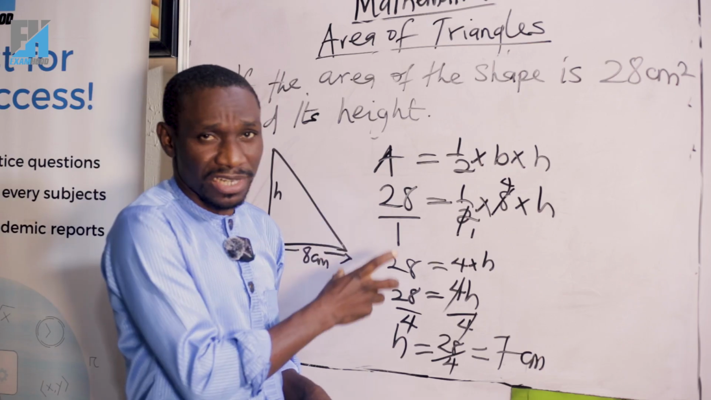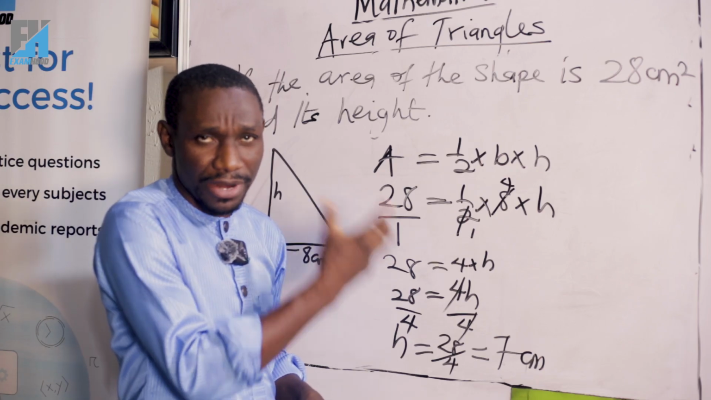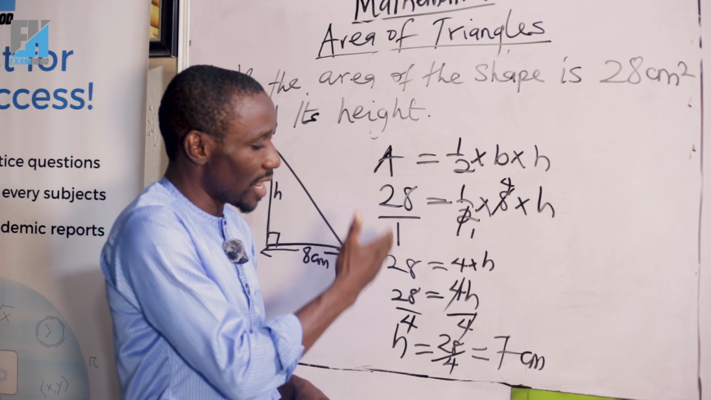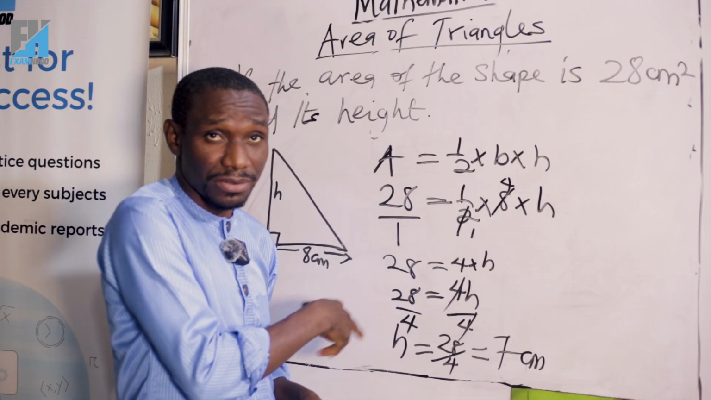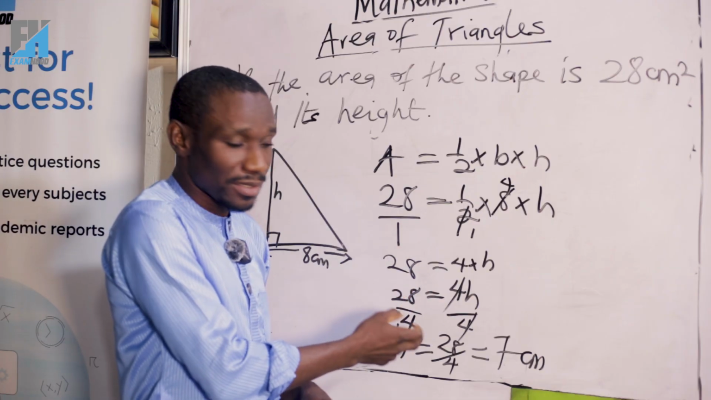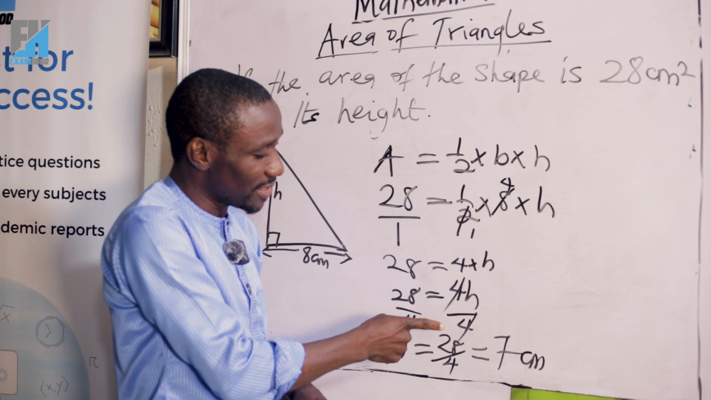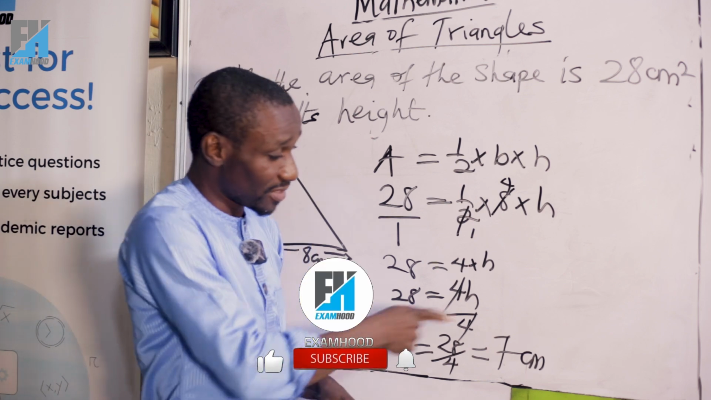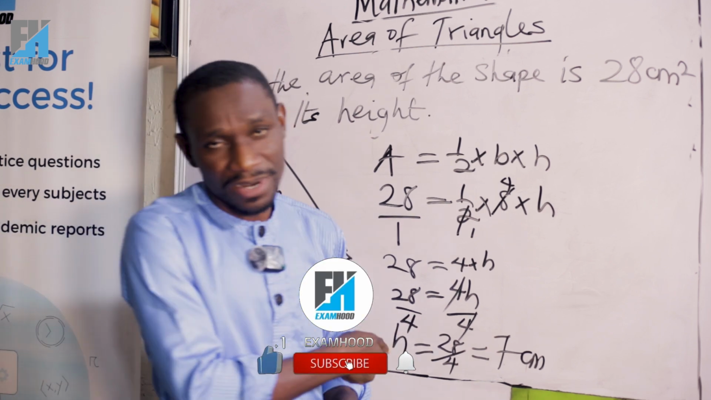Remember, in our last video, we were able to solve for the area. And today we are asked to find the height, given the area. So according to this question, the height is 7 centimeters. So that's your final answer.